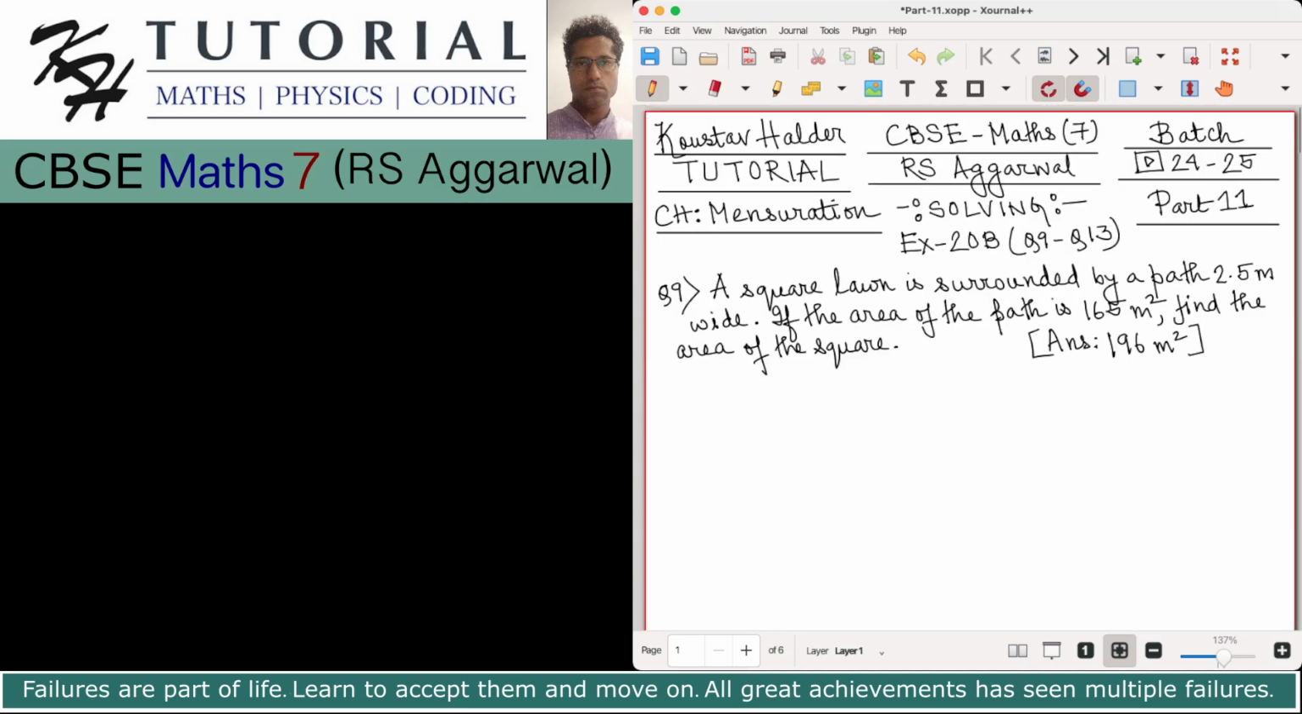Okay. So the first problem, problem number 9, says that a square lawn is surrounded by a path 2.5 meter wide. So the rectangular plot in this problem is a square lawn. It is surrounded by a path, means the path is outside the lawn, and the uniform width of the path is 2.5 meter. The area of the path is given to be 165 meter square. Then find the area of the square.